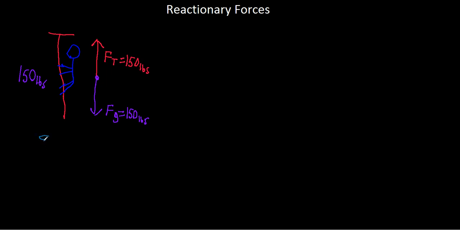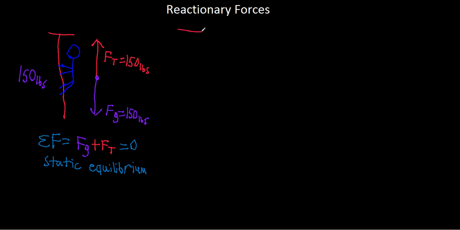So what we'd say is the sum of all forces equals the force of gravity plus the force of tension, which clearly equals 0. And when the sum of all forces equals 0, we call this static equilibrium.